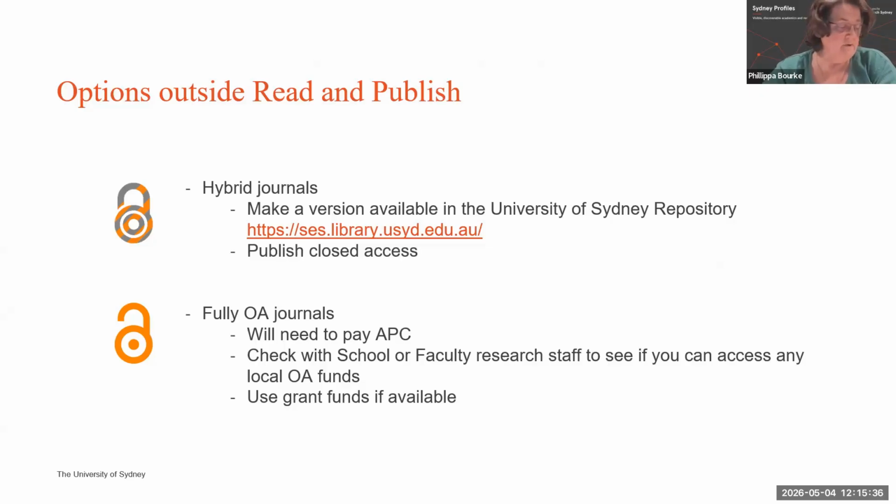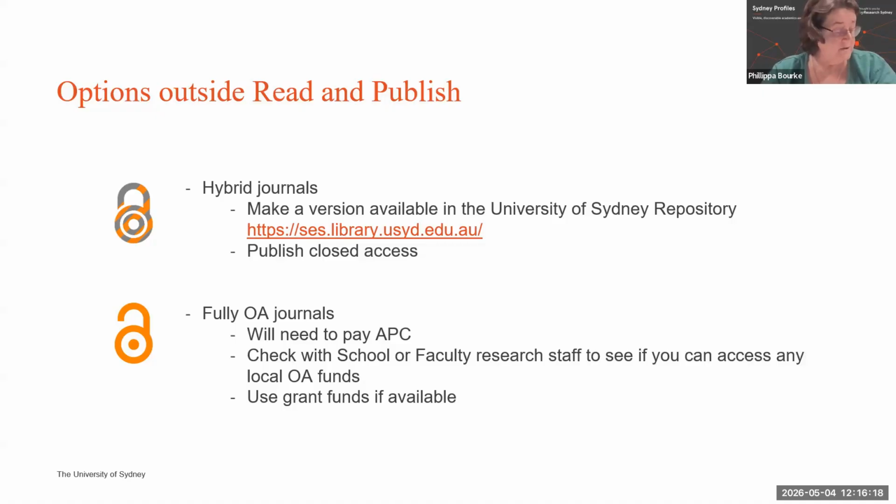If you do find that you have fallen outside of the read and publish agreements, the library doesn't have access to a fund to pay individual APCs. That's not how these agreements are set up, but there may be other pathways available. If you publish in a hybrid journal, those journals may allow you to make a version of your work available through an institutional repository, often with an embargo applied. So you need to check your publisher agreement and then submit the appropriate version to Sydney eScholarship or a similar repository. If this isn't available, you can always continue with that publication behind a paywall and just publish closed access.